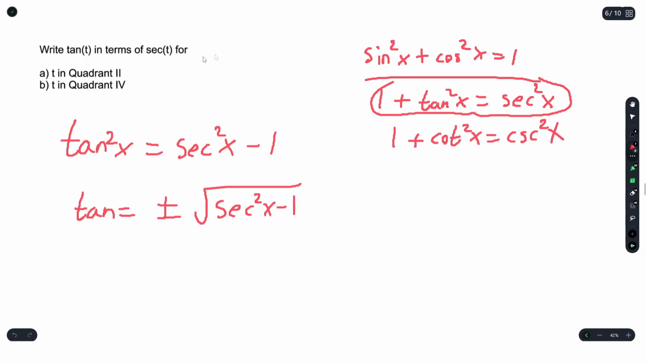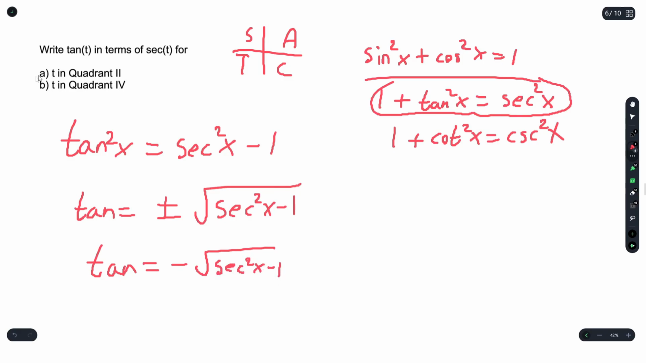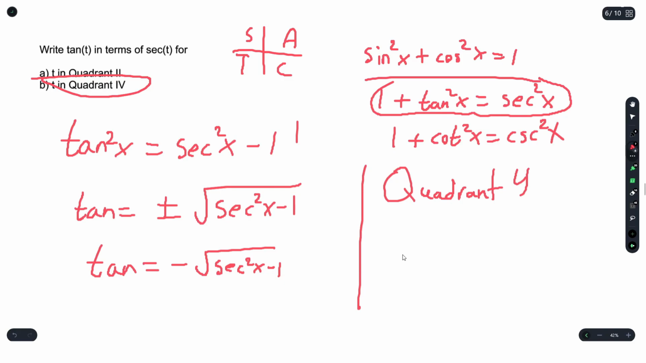Since it's in quadrant 2, we know that tan is negative in quadrant 2, so we take the negative. It's negative radical secant squared x minus 1, and in quadrant 4 tan is also negative, so we're going to take the negative. So even in quadrant 4, tan is equal to negative radical secant squared minus 1. If they asked in quadrant 3 or 1, then we'd put plus radical secant squared minus 1.